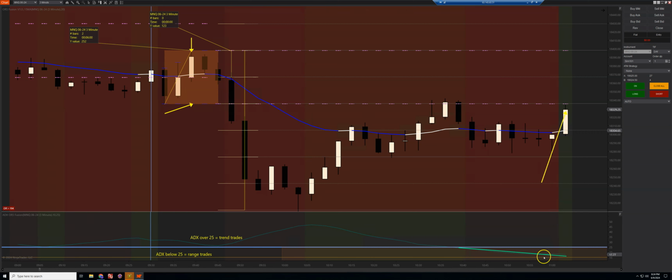Without Fusion and without the ADX, we would be looking for what? We'd be looking for a pullback to this line, right? We're still actually looking for a pullback to this line. So we have our three criteria met for entering a long position.